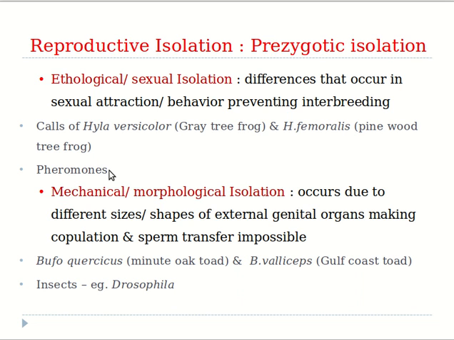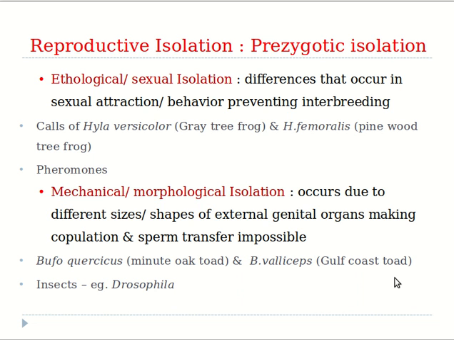The next kind of isolation is morphological or mechanical isolation. This type of isolation comes about because of different sizes or shapes of external genital organs, making copulation and sperm transfer impossible. A typical example is that of two toad species, Bufo quercicus, the minute octod, and Bufo valliceps, the Gulf Coast toad.